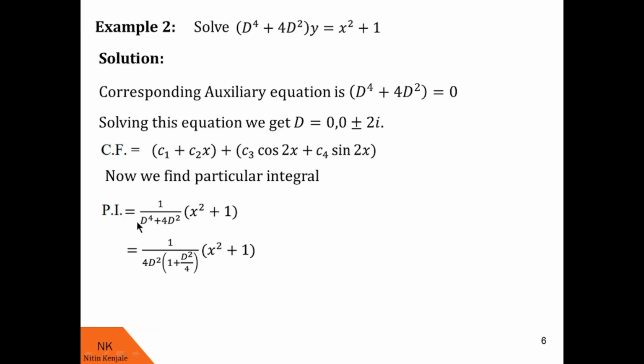And since there is no 4D square in this term, we will divide it by 4D square. So when we divide this D raised to 4 by 4D square, D square will get cancelled and we are left with only D square by 4. This x square plus 1 will remain as it is. Now let us take this 1 plus phi of D term in the numerator, keeping 1 by 4D square as it is. So now we have the power series of 1 plus D square by 4 inverse. Let us expand this on my next slide.